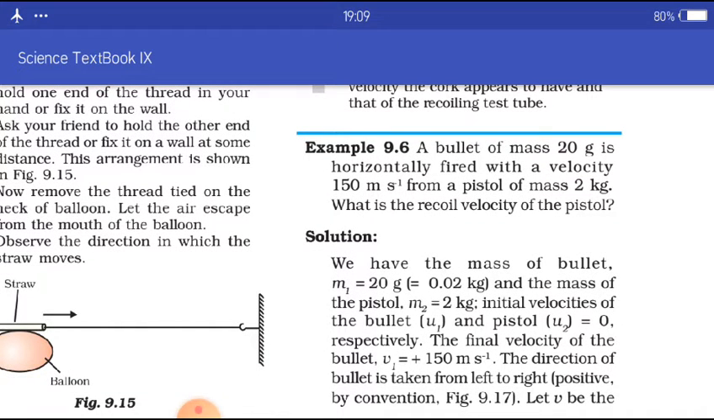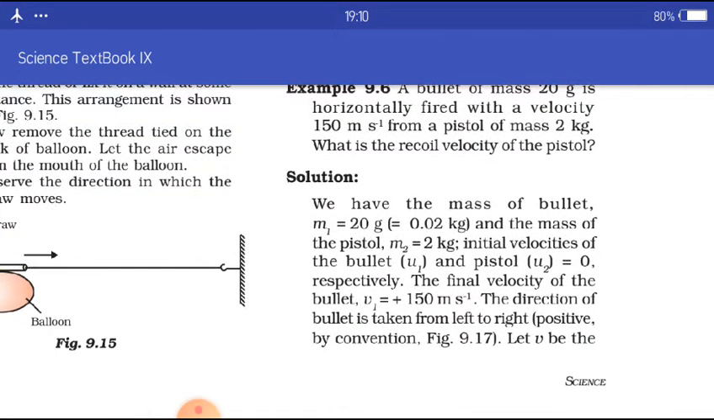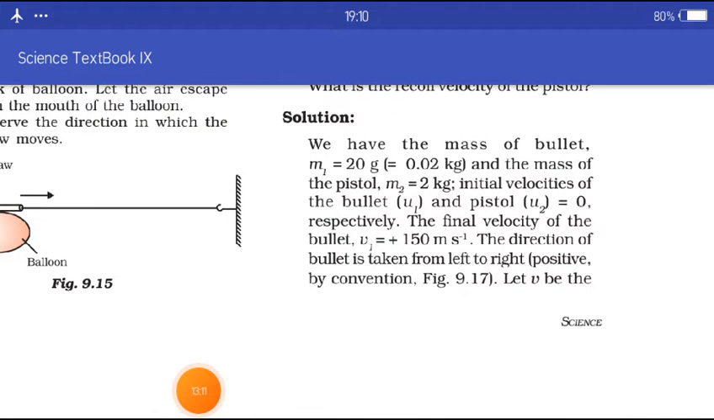Then example 9.6. A bullet of mass 20 gram is horizontally fired with a velocity 150 meter per second from a pistol of mass 2 kg. What is the recoil velocity of the pistol? We have to find the velocity of the pistol. Then we have the mass of the bullet. The mass of the bullet M1 is equal to 20 gram. We convert it into kg.